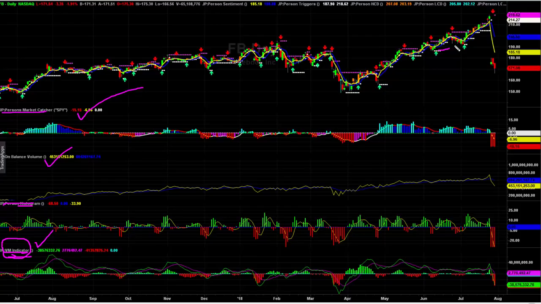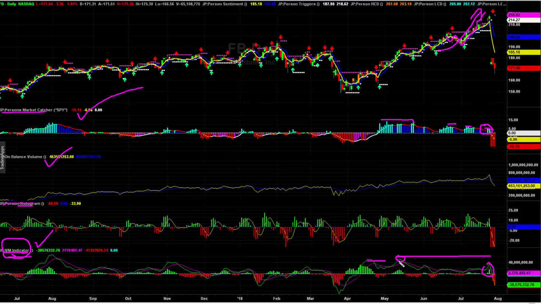So real simple. Facebook's breaking out, looks great. Something like US Foods Holding I just showed you, right? Except it actually has a very similar pattern. Look at the relative strength, the Pearson Market Catcher. The higher this thing has gone, the weaker the relative strength is. And note the volume analysis. Whoa, what is wrong with this trade, right?